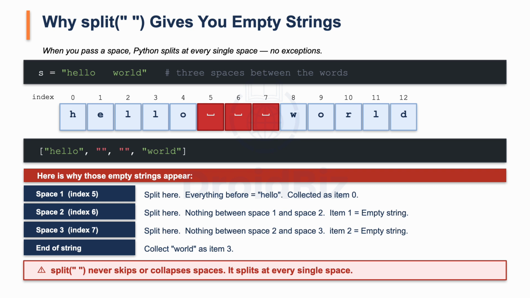The third space is at index 7. Another split. Again, nothing between them. Another empty string, item 2. Then Python reaches the end of the string and collects world as item 3. So total 4 items in output. The rule is simple. Split with a space in the brackets never skips or collapses spaces. Every single space, no matter how many in a row, produces its own separate division.